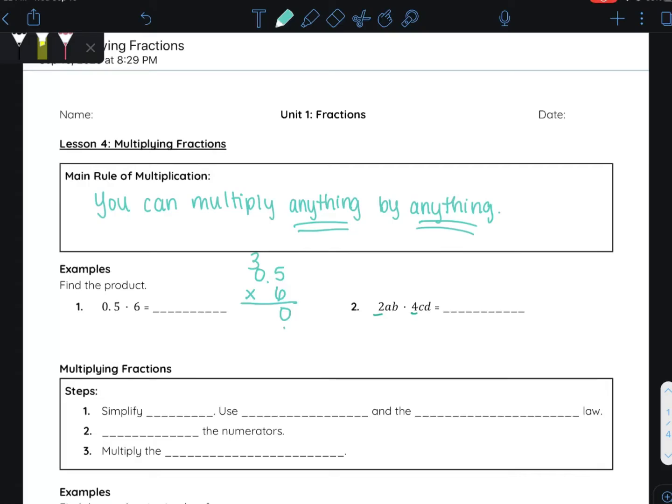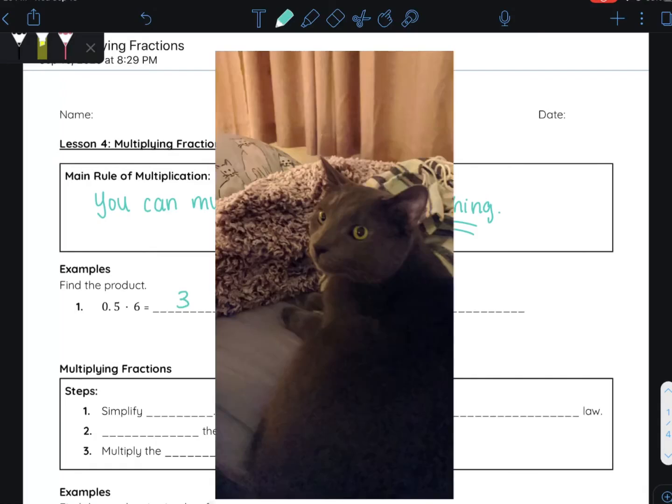So that's going to be 30, and then we're going to get 3 here. And remember, count your decimal places. We'll talk about this again in the next unit. Count your decimal places, so just one place. So this is just 3. This basically means half of 6.